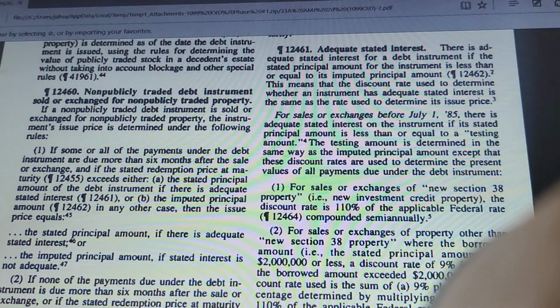For sales or exchanges before July 1st, '85, there is adequate stated interest on the instrument if its stated principal amount is less than or equal to a testing amount. The testing amount is determined in the same way as the imputed principal amount, except that these discount rates are used to determine the present values of all payments due under the debt instrument.